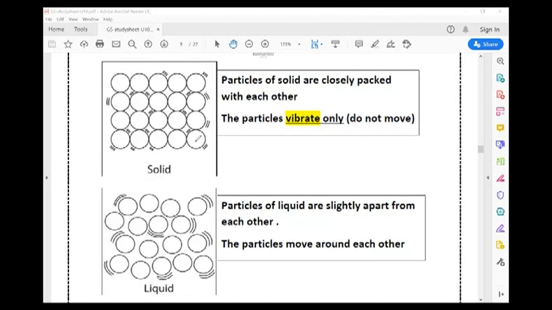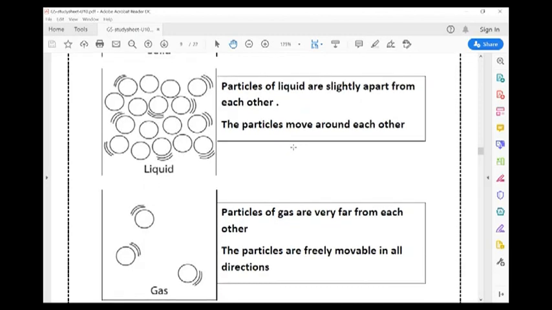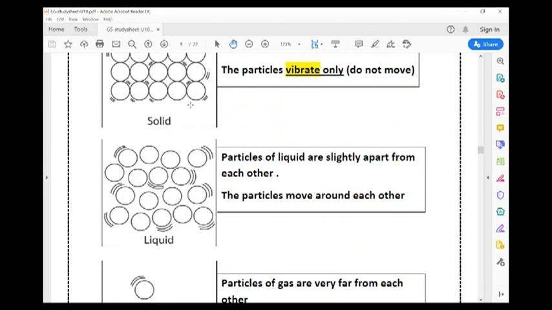Liquid particles are slightly apart from each other. It means there is a space, they are a little far away from each other like this. They are not very close like the solid state. In the solid state, the particles are so close to each other, but in the liquid state, the particles are a little bit far from each other.